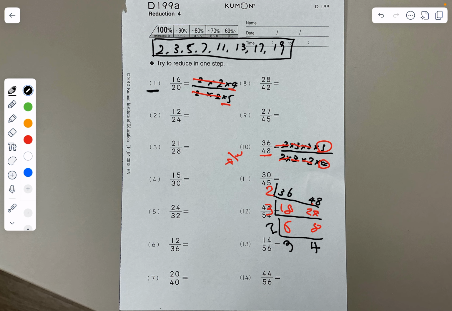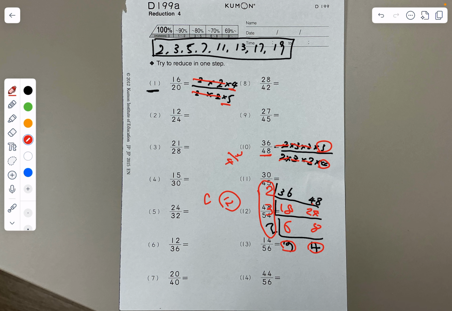So your common factor, watch this, okay? You just multiply the 2 with the 3 with the 2 together, outside. So what's 2 times 3? 6. 6 times 2 is 12. So my target number is 12, which means that for this question, 36 and 48, I can divide both of this number by 12. And then what will be your reduction?